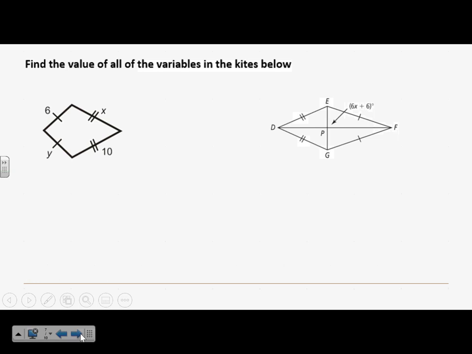So find the value of all the variables in the kites below. So this one is x is equal to 10. It should be an easy one. Y is equal to 6. So a little warm-up problem a little bit.